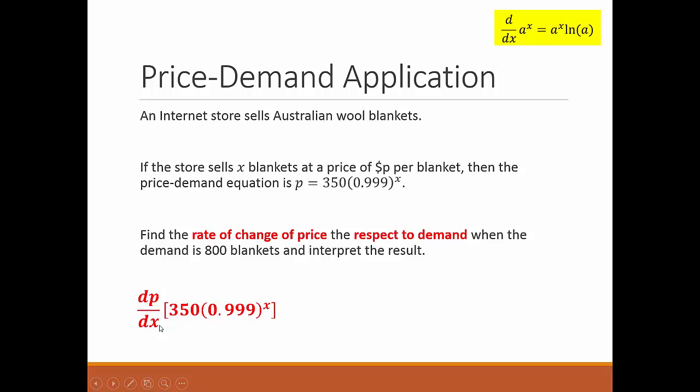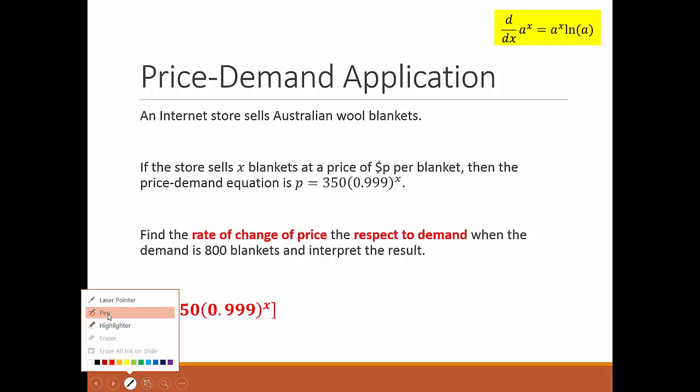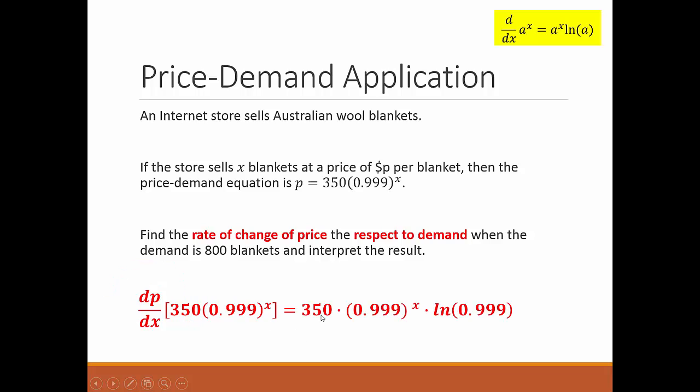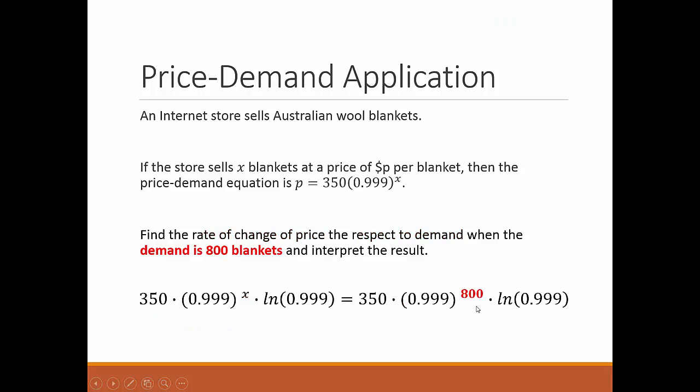So again, up here, I recognize that this piece looks just like a to the x, where my a is 0.999999. Did I say enough nines there? Yes. The 350, this piece right here, could just come out front, because that is simply a constant. And so the 350 comes out front. I take this derivative, which is the 0.999 to the x times ln of 0.999. And now to find it for 800 blankets, I plug in 800.